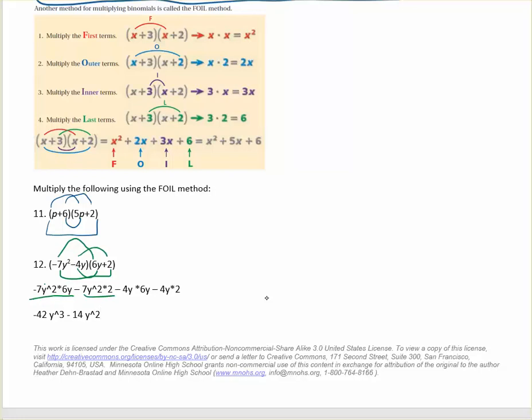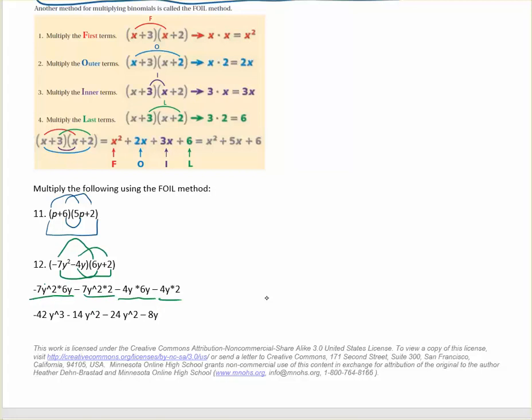Okay, the next multiplication to do is negative 4y times 6y. Negative 4 times 6, that's 24. It's minus because there's a negative there. And then y times y is y squared. And then we have one more multiplication to do. It's negative 4y times 2. Well, 4 times 2 is 8, and then we just write the y after it. The y doesn't get multiplied in anything, but we write it down.